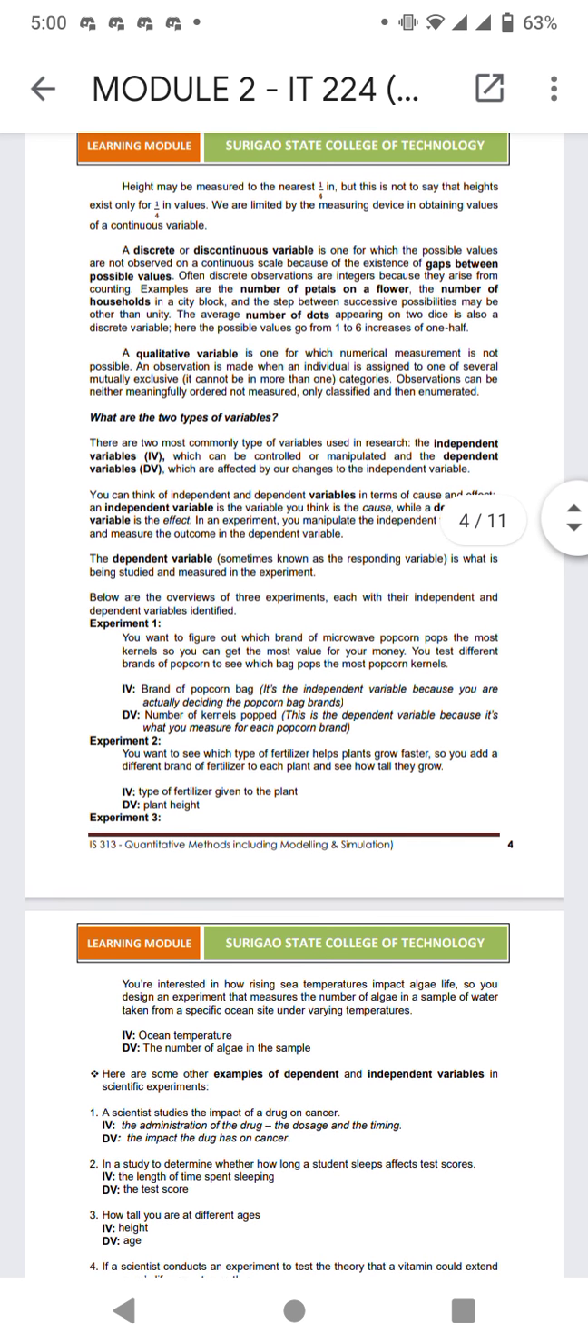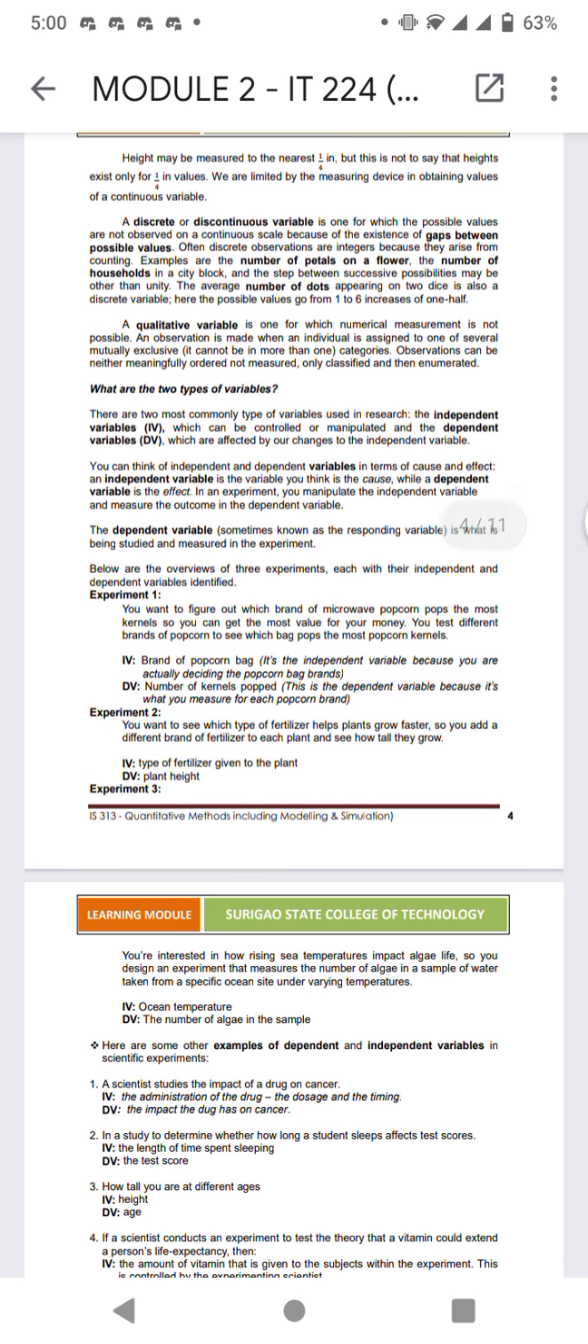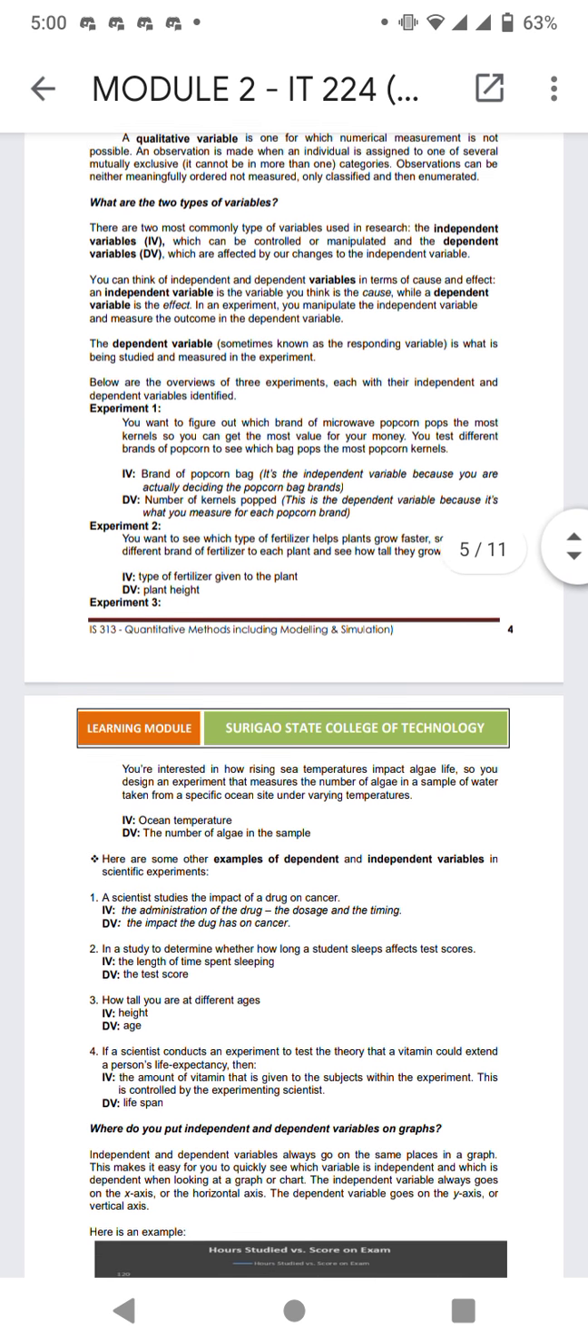So below are the overviews of these experiments. For the first experiment, the example is you want to figure out which brand of microwave popcorn pops the most kernels so that you can get the most value for your money. It has different brands of popcorn to see which bag pops the most popcorn kernels. So the IV here is the brand of popcorn bag, because you are actually deciding the popcorn bag brands. Then the dependent variable is the number of kernels popped, because it is what you measure for each popcorn brand.